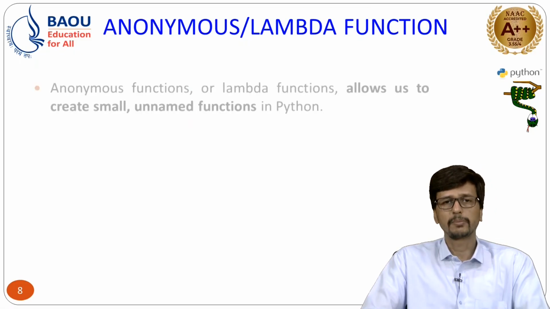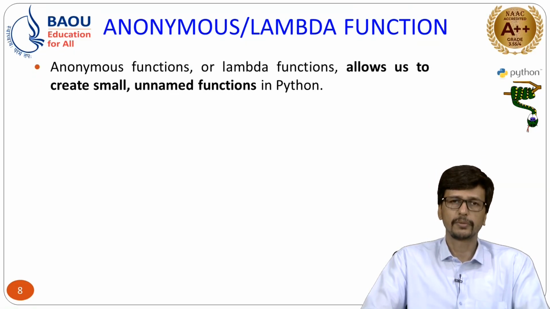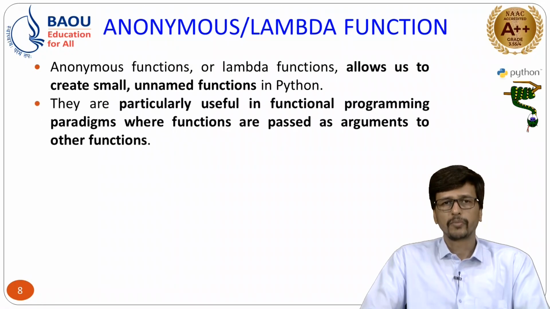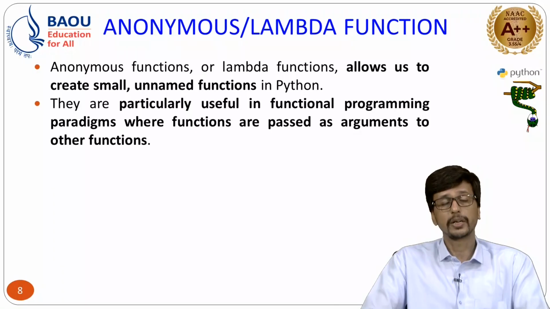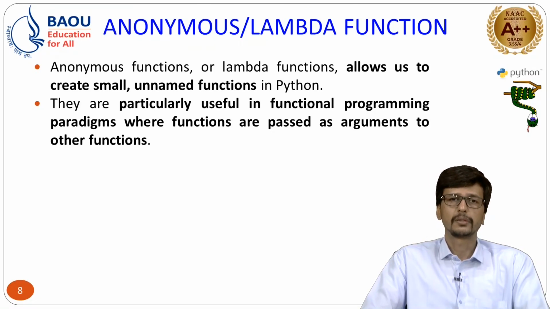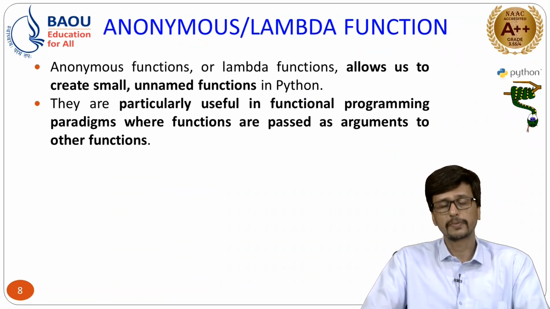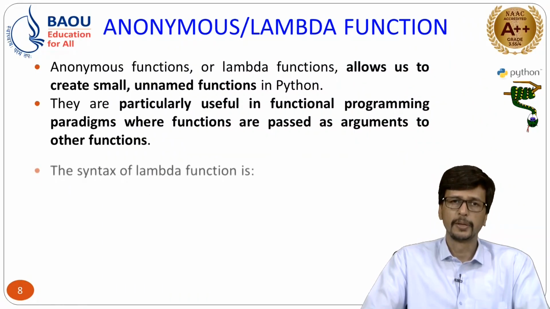Now the next concept is the anonymous or lambda function. You can say that if you are defining a function with no name, or an unnamed function, that is called a lambda function or anonymous function. The concept comes in if you want to pass a function as a parameter in another function. In that case you are using this anonymous function or lambda function.